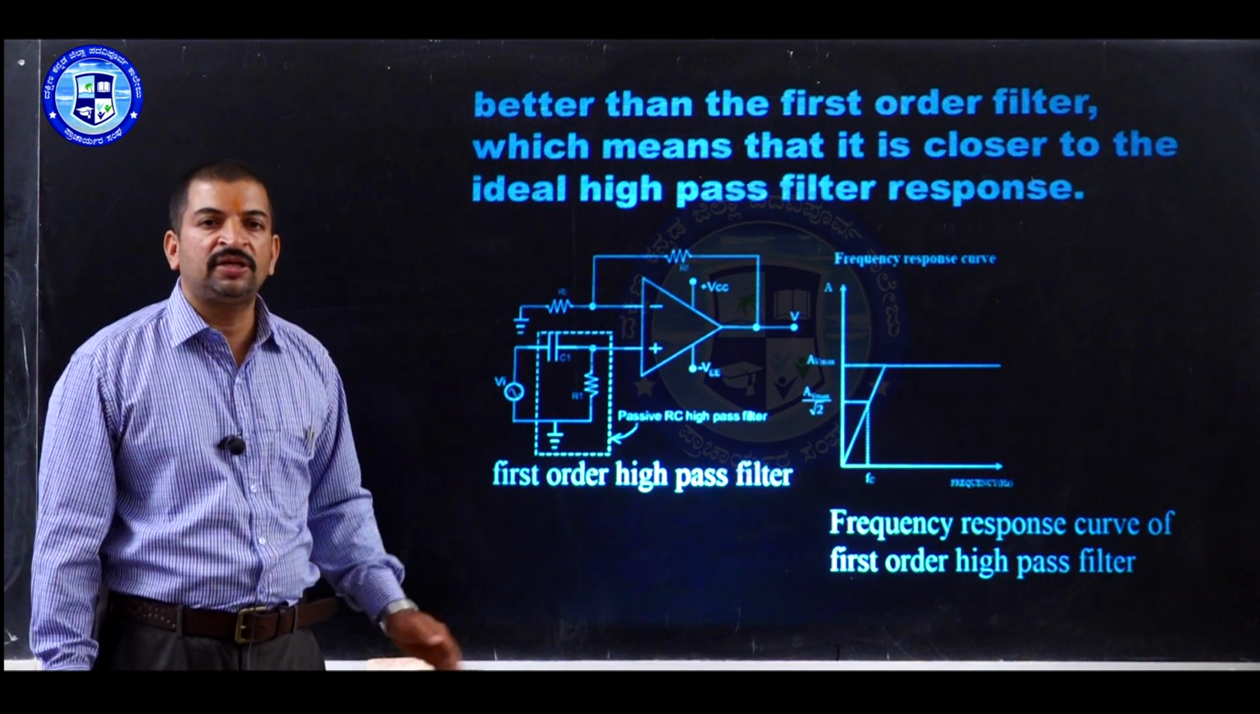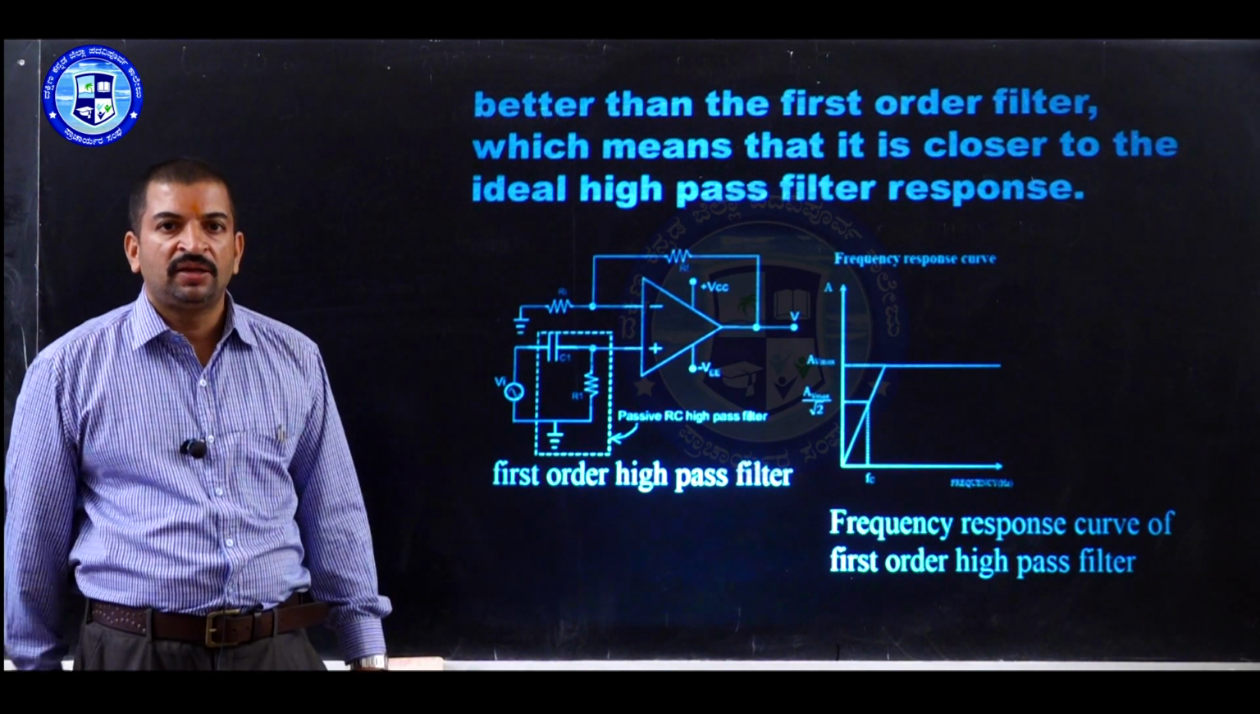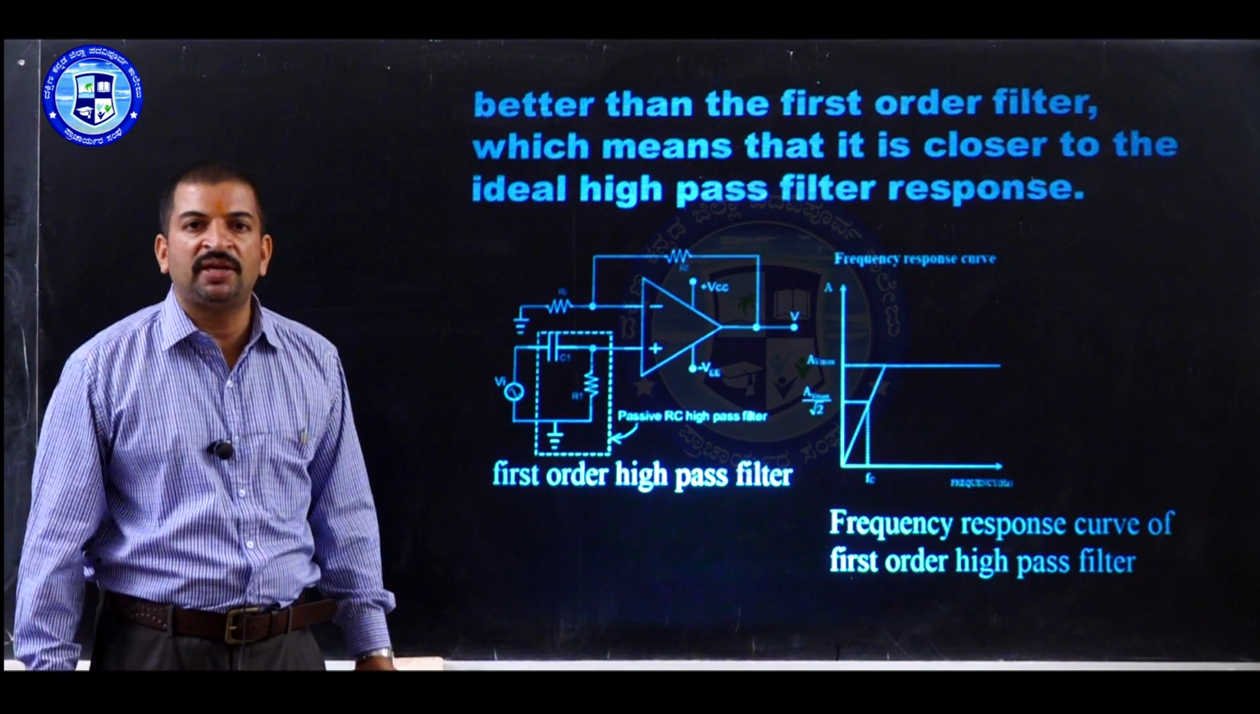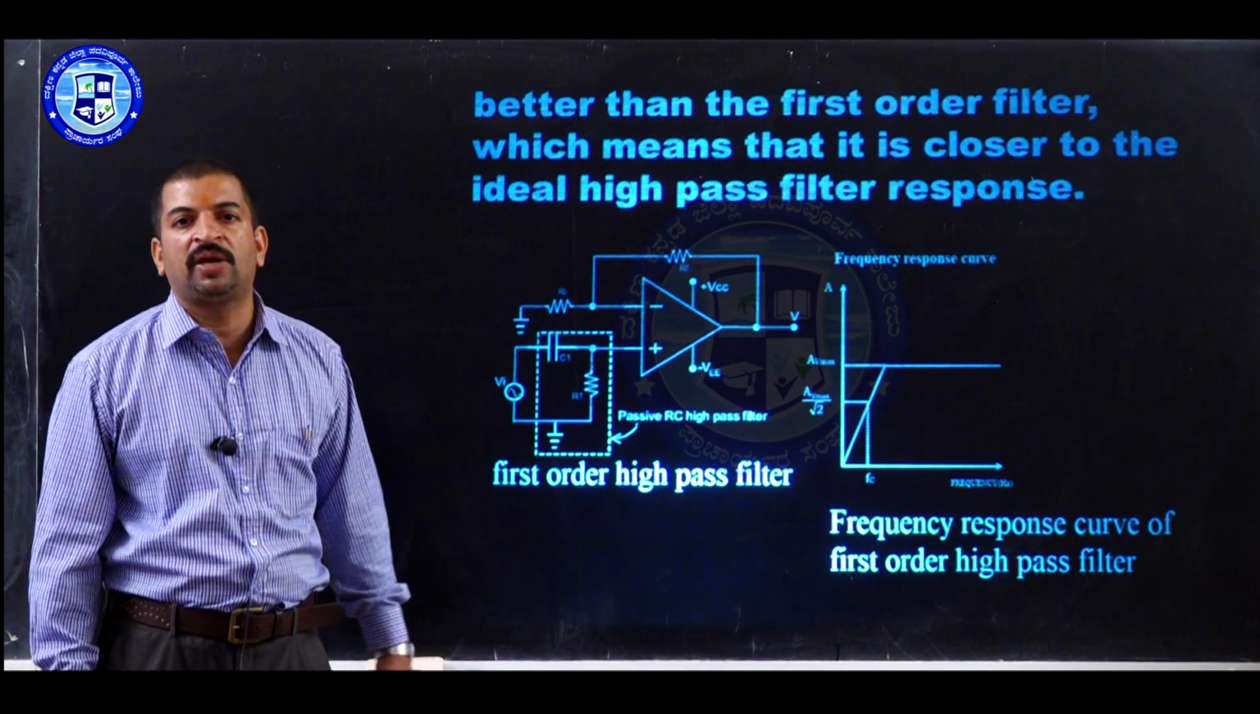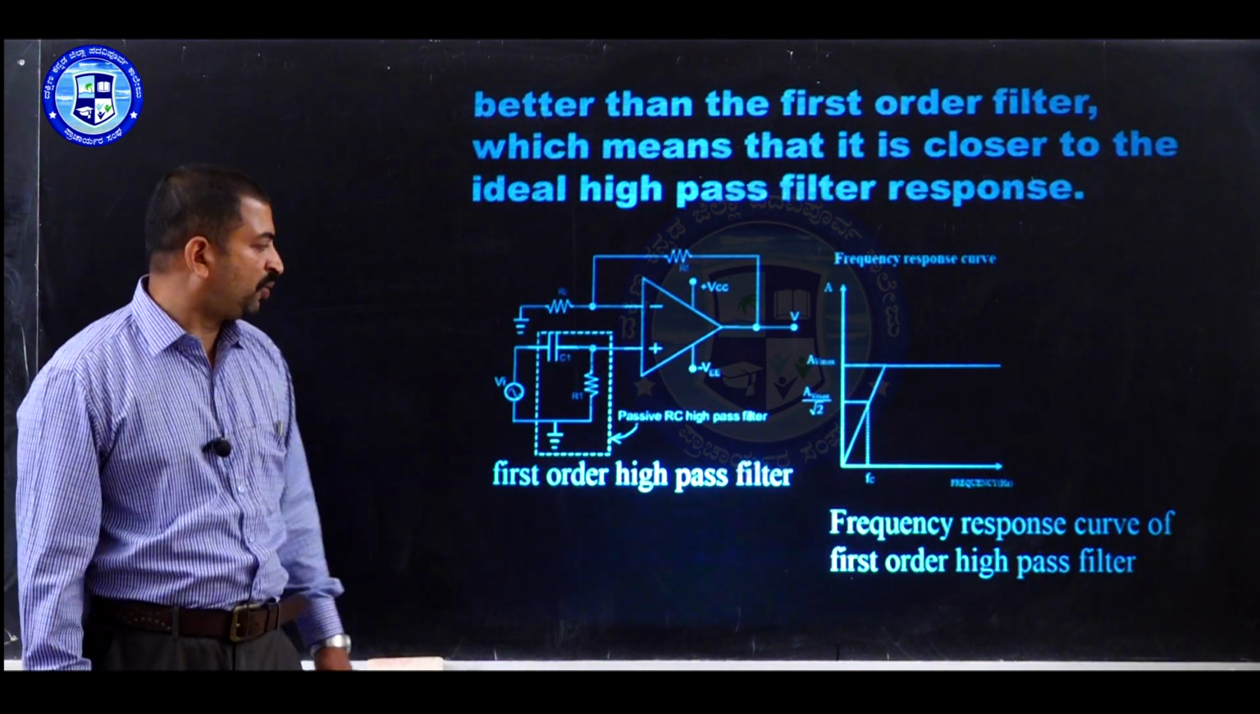Now, there is a frequency known as the critical frequency. The frequencies above the critical frequency will be allowed to pass through the circuit, and the frequencies below the critical frequency will be blocked by the circuit.